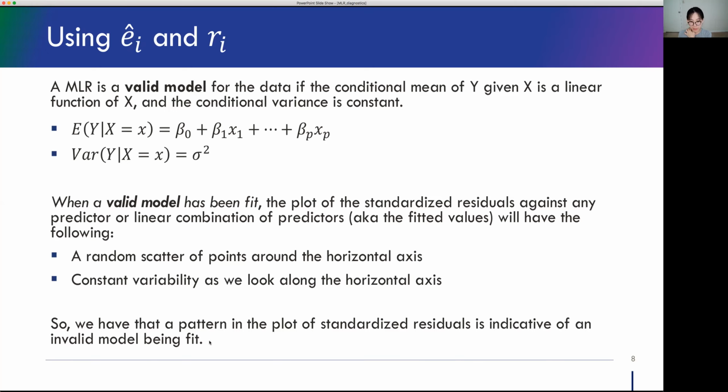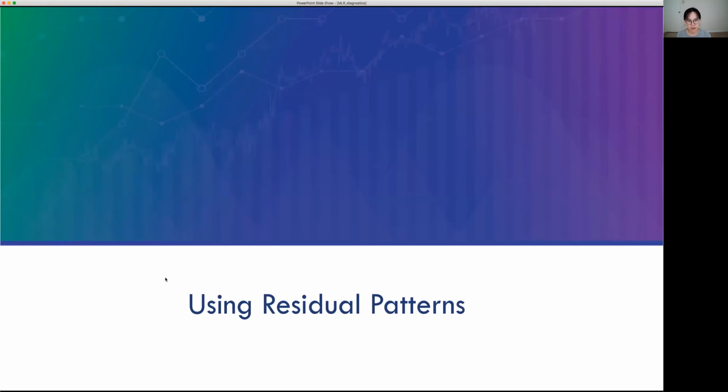Also, we have that a pattern in the plot of standardized residuals is an indicator of an invalid model being fit. So we look at the standardized residual plot and find if our model is valid or not. We check if there is any pattern and if the variance is constant. Let's see how we use these residual patterns.